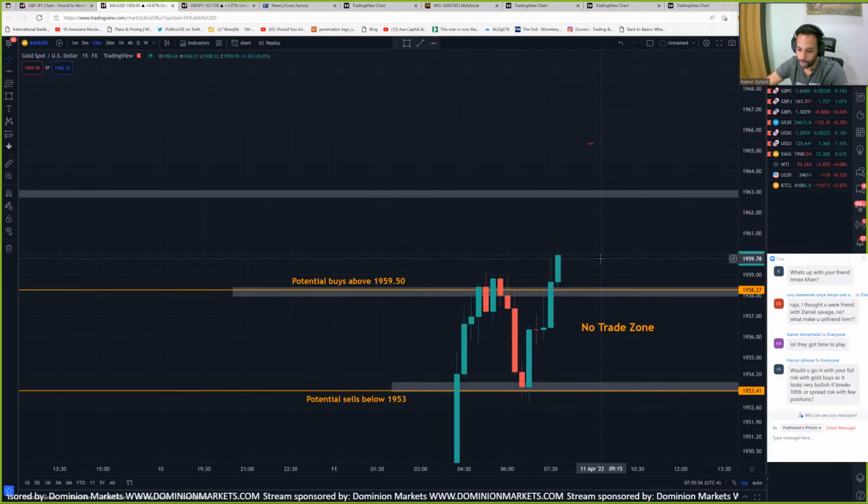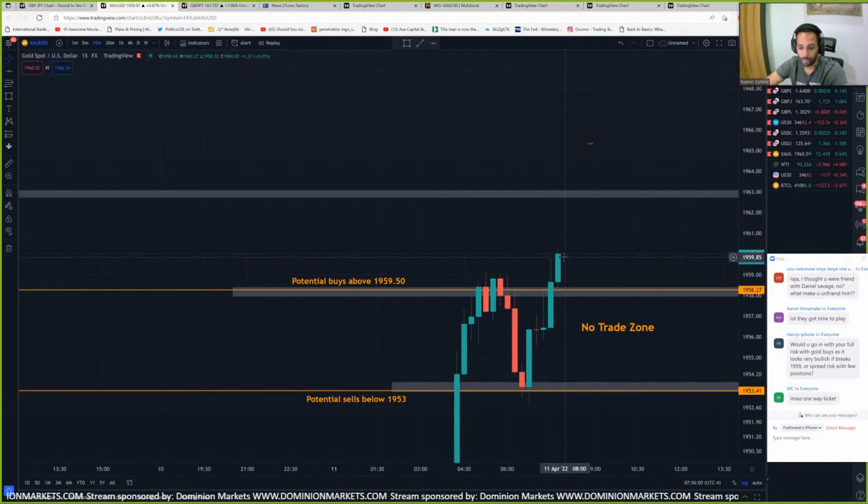Would you go in with your full risk with gold buys? No, it's going to be with the same 50 lot, but I would want price to come down and then break the high.